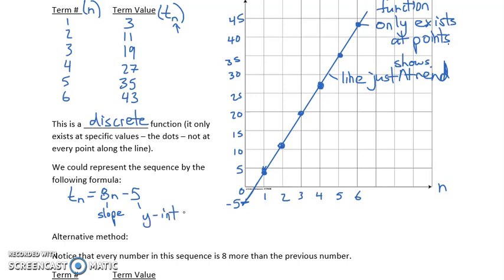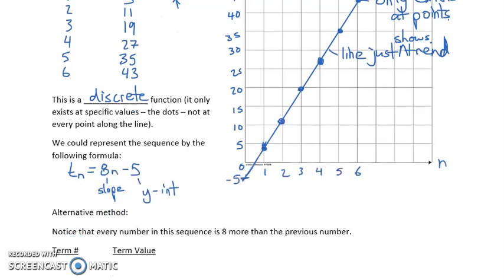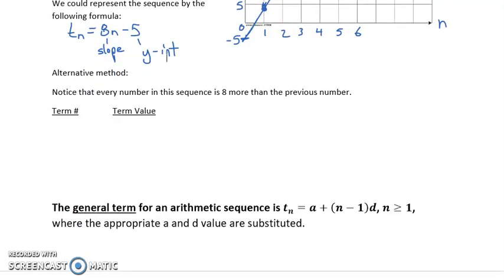But as we think about this idea of discrete functions, and specifically as we think about arithmetic sequences, I want us to look at it from a different perspective. And the perspective is this. Notice that every term, every number in the sequence, is 8 more than the previous number. So let me write that sequence for us again: 3, 11, 19, 27, 35, 43. So every one is 8 more than the previous number.